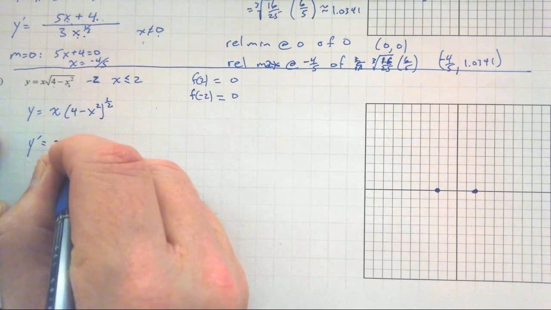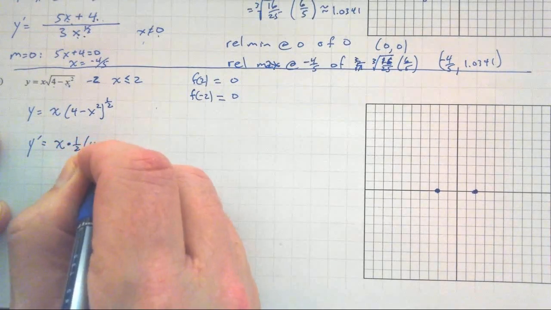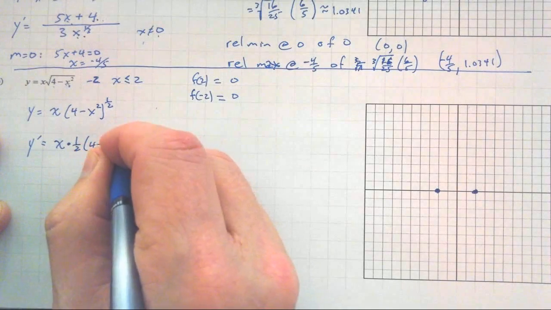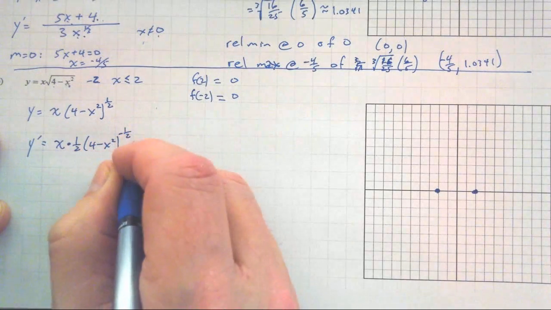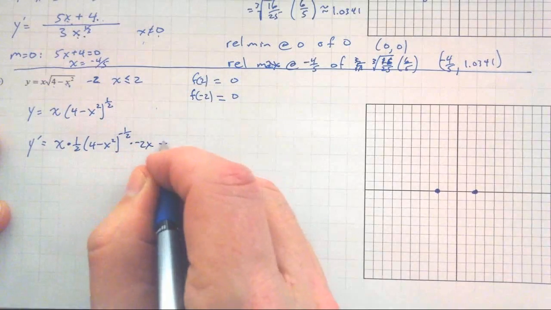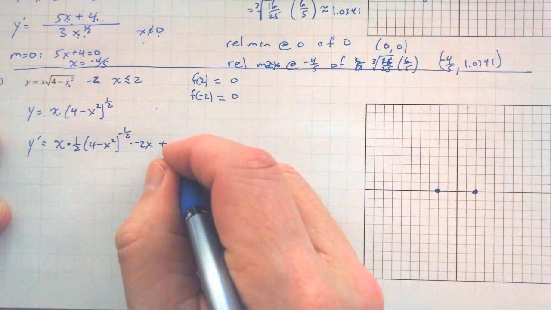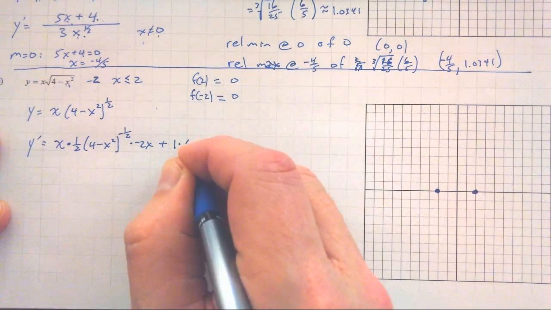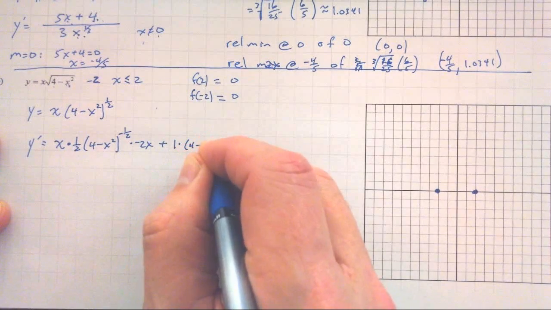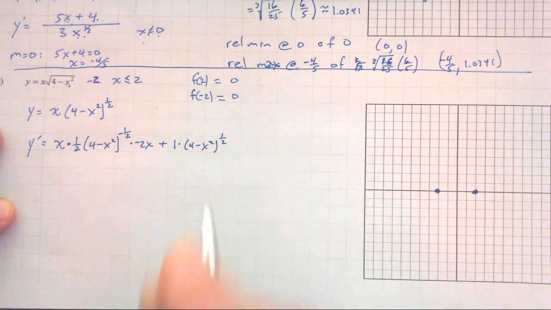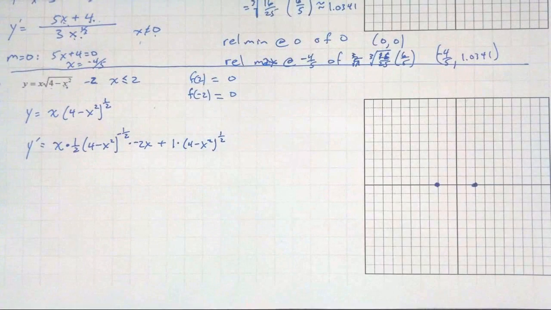First times the derivative of the second, times our baby function, plus the derivative of the first, which is just 1, times our just plain second, (4 minus x squared) to the positive 1/2. And now we go into algebra land.